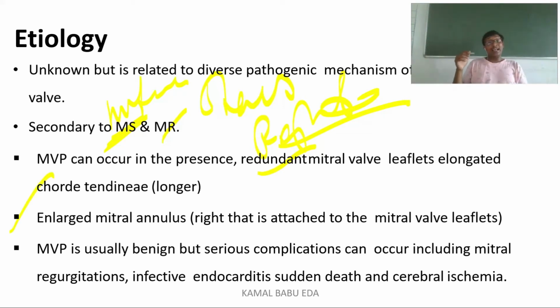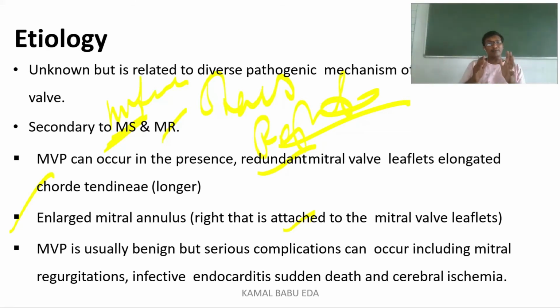And due to the enlarged mitral annulus, the chordae are attached to the mitral valve leaflets. So if the enlargement is present in the annulus of the mitral valve, it will result in the prolapse. Also, MVP is usually benign in nature, but it can give serious complications. Whenever the mitral valve prolapse leads to regurgitation or infective endocarditis, it can result in sudden death and also cerebral ischemia.